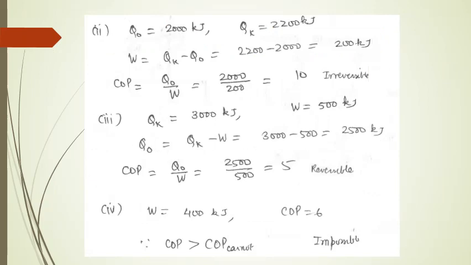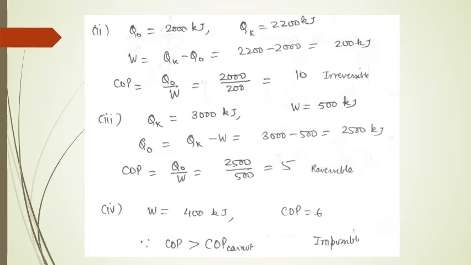Now second case, Q0 is equal to 2000 kilojoule and Qk is equal to 2200 kilojoule. Now W, which is equal to Qk minus Q0, comes out to be 200 kilojoule. Now COP as computed from energy data comes out to be 10. So basically that is not possible, because the maximum COP could have been only 5.